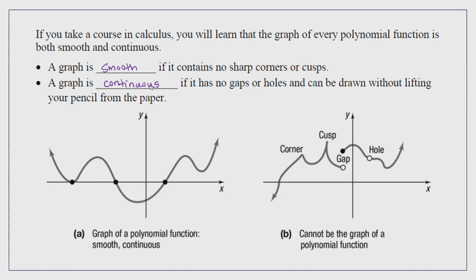Now, B, on the other hand, is the opposite of that. B is not a polynomial function because if you see here in this graph, we have holes. We have a gap in our graph where the two parts don't connect. We have a cusp and we have a corner. This is a great example showing you the different things that would make a graph not a representation of a polynomial function.